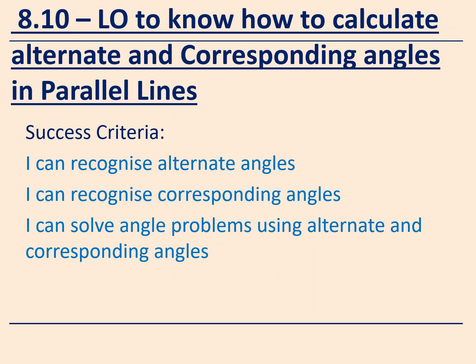Okay, so let's recap our success criteria. I can recognize alternate angles, right? So you're looking for angles at either side of the line that crosses the two parallel lines. I can recognize corresponding angles. So you're looking at angles on the same side. So you've got like an F shape and you've got a Z shape. And I can solve problems. So you can see things and use a bit of logic. And always start with the angles that you're given.